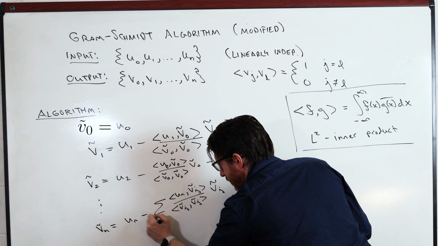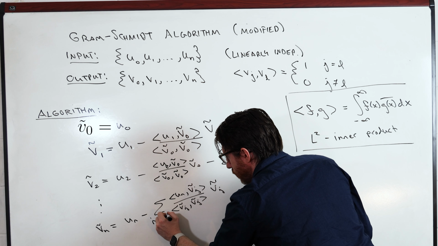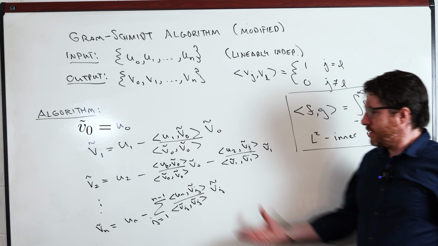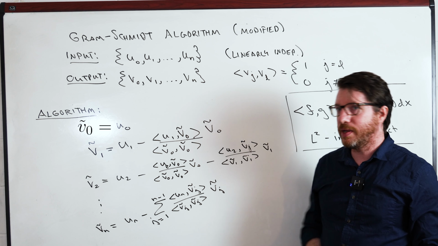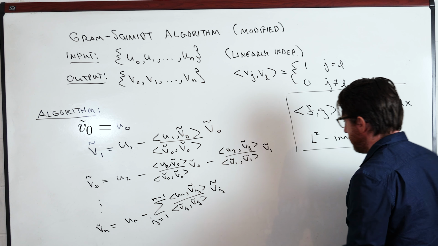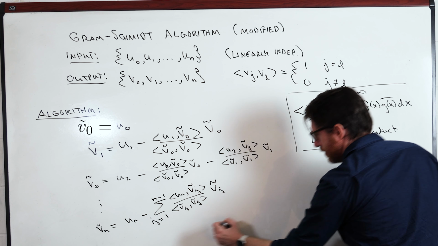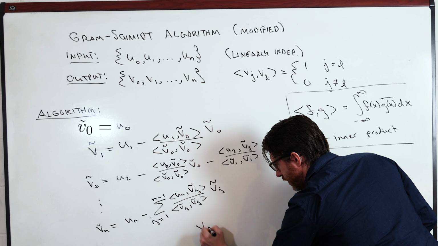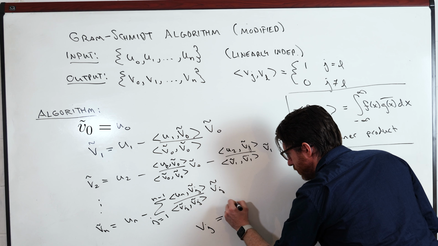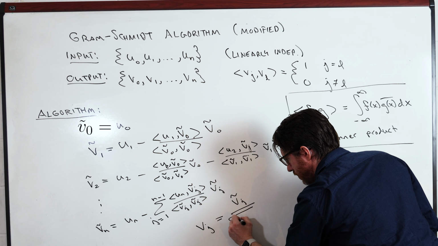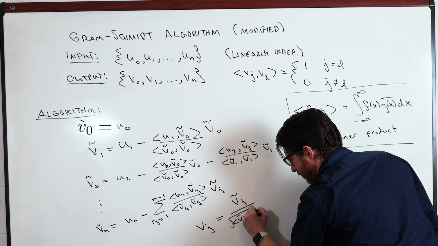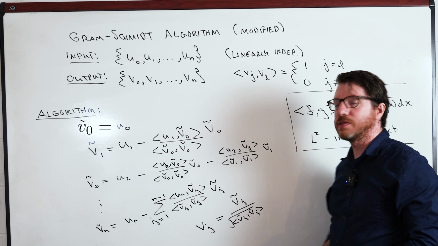And that is j going from 1 up to n minus 1. And so there we go. This is the Gram-Schmidt algorithm, except we haven't normalized yet. Everything is pairwise orthogonal. And so the last step here then is we say that vj is equal to vj tilde divided by the square root of the inner product of vj tilde with itself. Then that gives us everything we need.